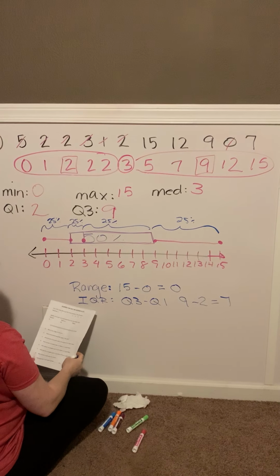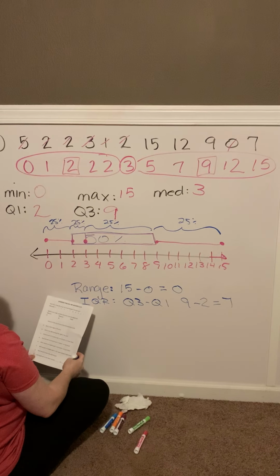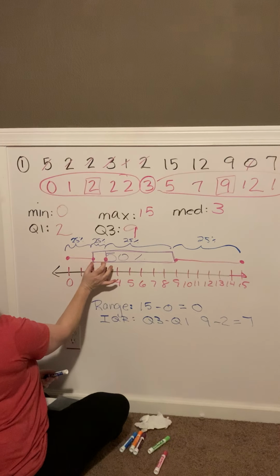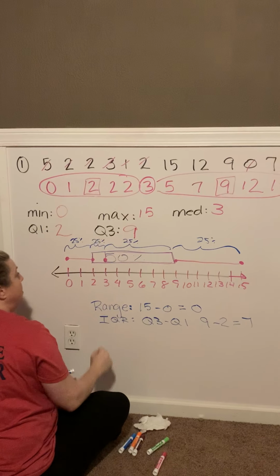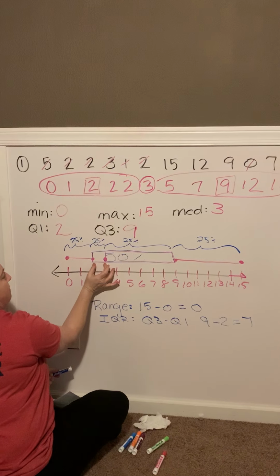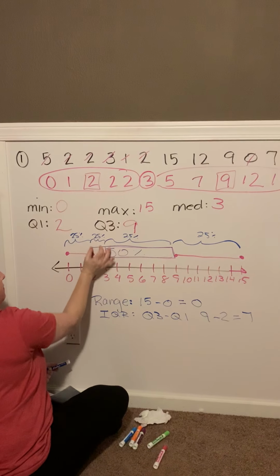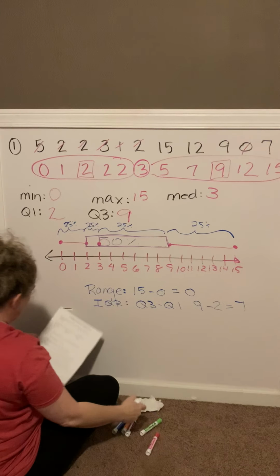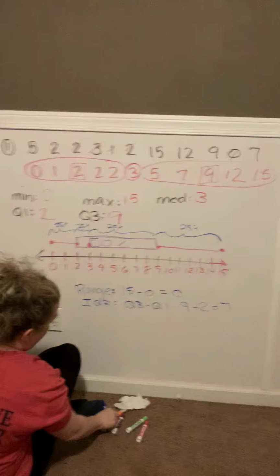And then the last one says, most people went to the theater between blank and blank times. Well, since we have the same percentage of data between each quartile, you're looking for the smallest quartile. So it'll be between 2 and 3 times. Most of the people went between 2 and 3 times. All right, so that was the first one. Flip your paper over and look at the second one.